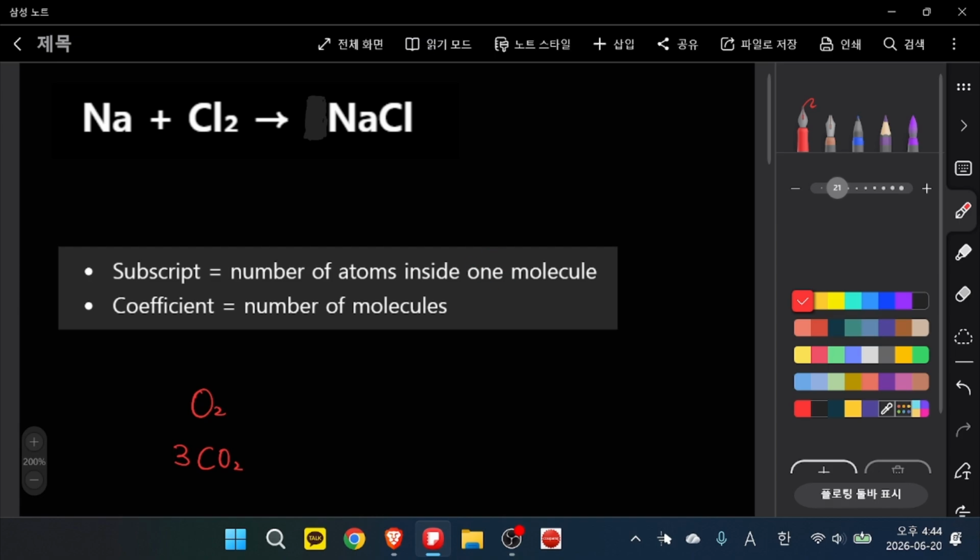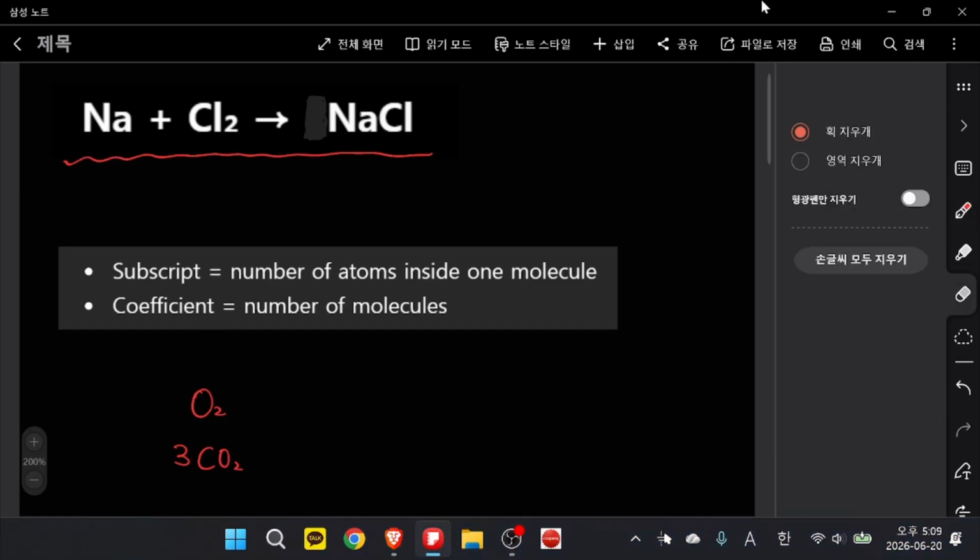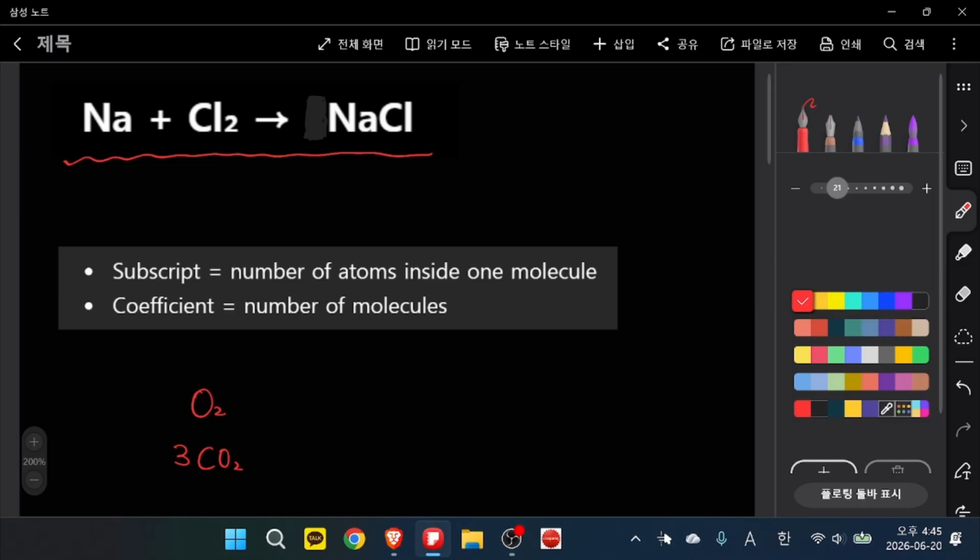Let's look at sodium reacting with chlorine gas to form sodium chloride, which is table salt. The equation is, now let's count atoms. On the left side, sodium is made of single atoms and chlorine is made of molecules with 2 chlorine atoms. On the right side, sodium chloride contains 1 sodium atom and 1 chlorine atom in each formula unit. So chlorine is not balanced.